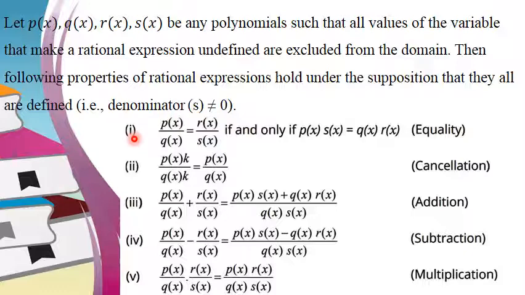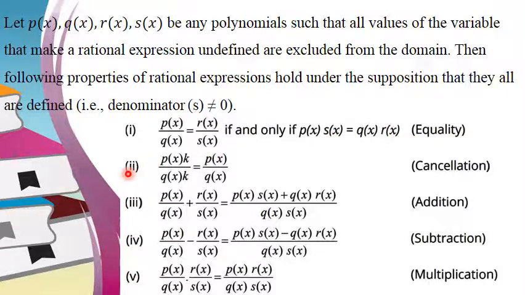Property number 1: p of x upon q of x is equal to r of x upon s of x if and only if p of x into s of x is equal to q of x into r of x. So we observe here the method is cross multiplication. This s of x, which is the divisor of the second rational expression, is multiplying with p of x, and the q of x, which is the divisor of the first rational expression, is multiplying with r of x, and it holds the equality. It is called the equality because our right hand side is equal to left hand side.